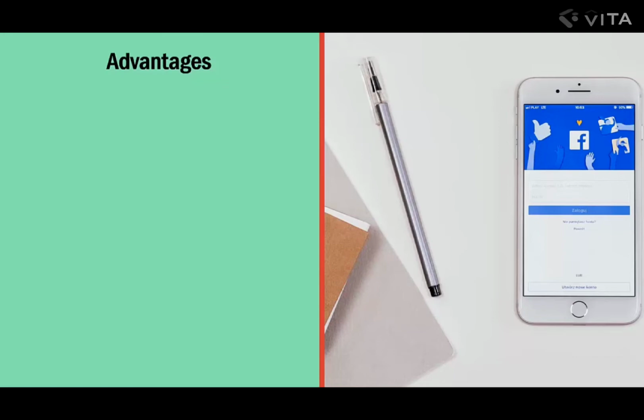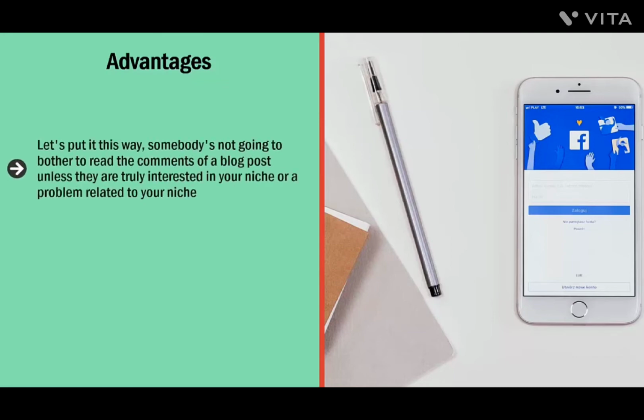Advantages. The most obvious advantage of this traffic generation technique to promote ClickBank products is that you get highly targeted traffic. Let's put it this way. Somebody's not going to bother to read the comments of a blog post unless they are truly interested in your niche or a problem related to your niche. Second, they're not going to click on your resource or source link if they are not, at some level or another, curious about the solution you're talking about or are impressed with your answer.